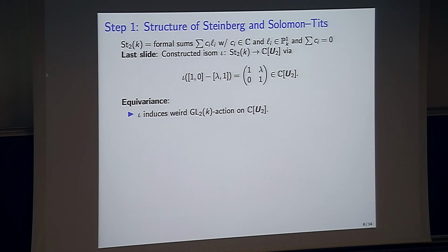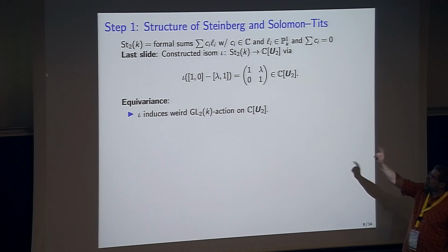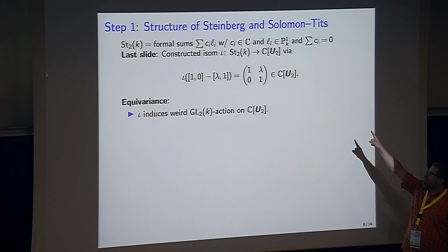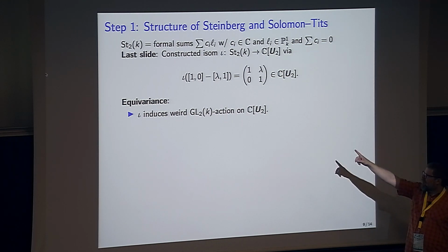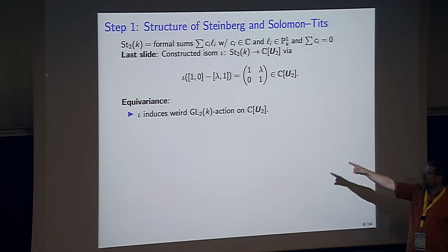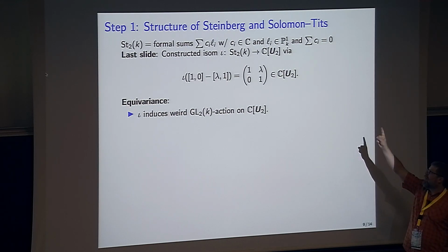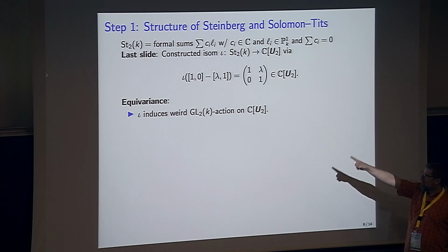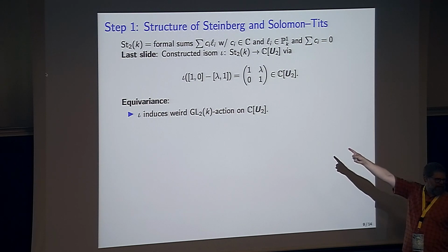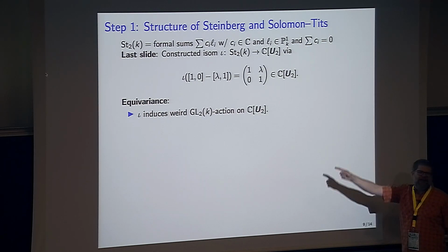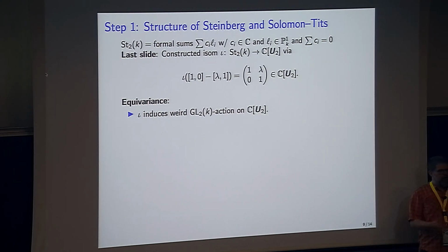So the Steinberg representation is an action of GL_n(K). The group ring of U2 does not have one, right? Well, it does. So iota induces, since we have this vector space isomorphism, a really weird GL2(K) action on this group ring, right? If someone asks me how GL2(K) acts on this, I have no idea, right? There's not an obvious action.